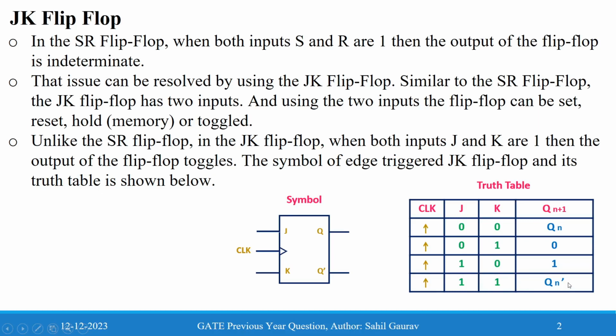That means Q becomes Q bar. So that is the difference between the SR and JK flip-flop: in the SR flip-flop, the output is indeterminate when both S and R are 1, while in the JK flip-flop, when both inputs are 1 and 1, the output is in toggle condition. Now let us solve the problem.